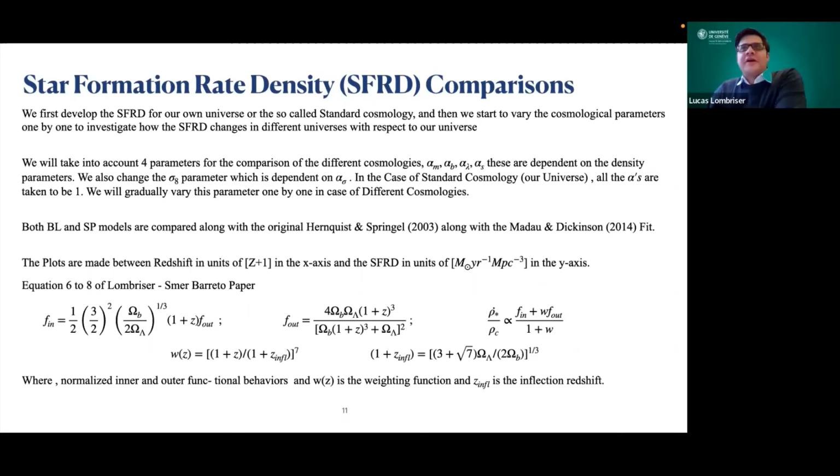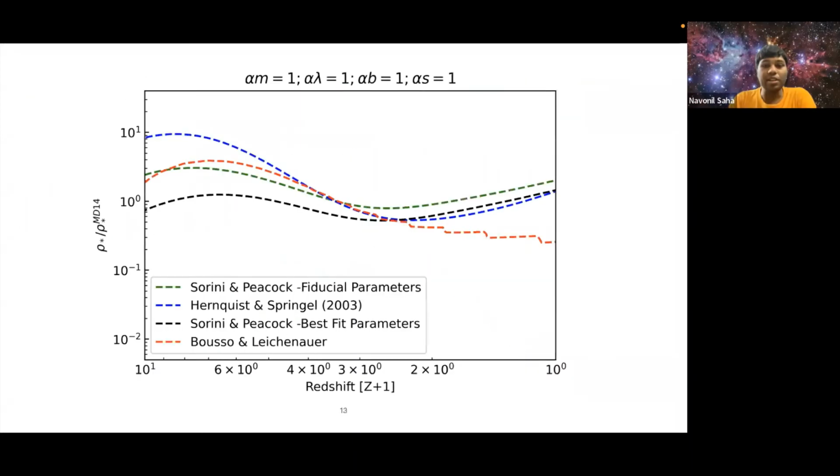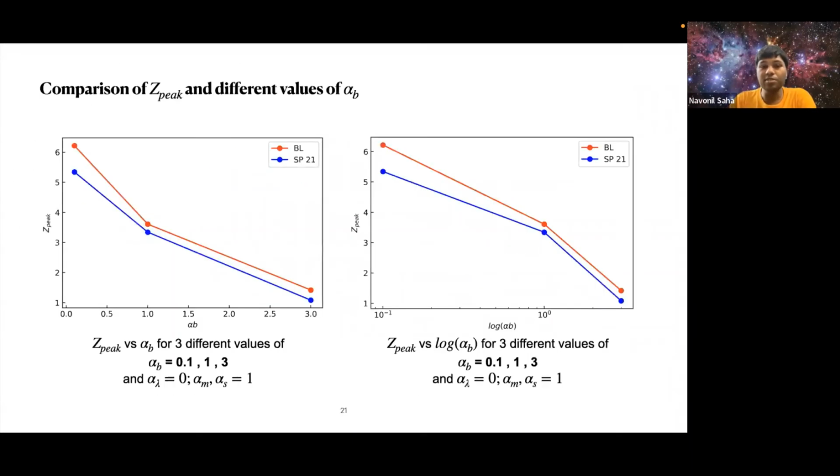I also have a question, maybe both for Navonil and Daniele. If you go to slide 21, it's very interesting to see that with the change of alpha B, both the Busolike and the Serini-Peacock models behave very similarly. Which is maybe a bit surprising because the baryonic prescriptions in Daniele's paper are much more sophisticated than in Busolike. I was also surprised because in the alpha lambda model I see a considerable difference, but in alpha B it is comparatively similar.